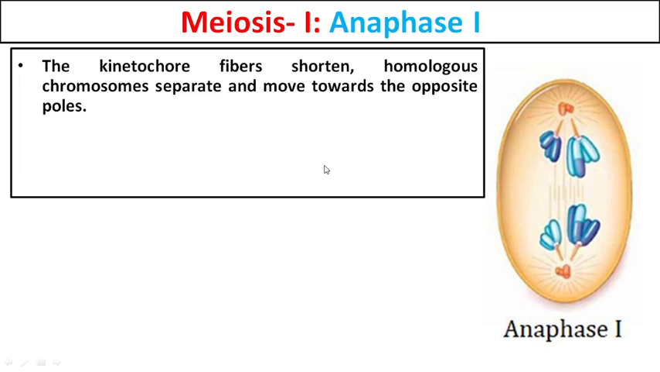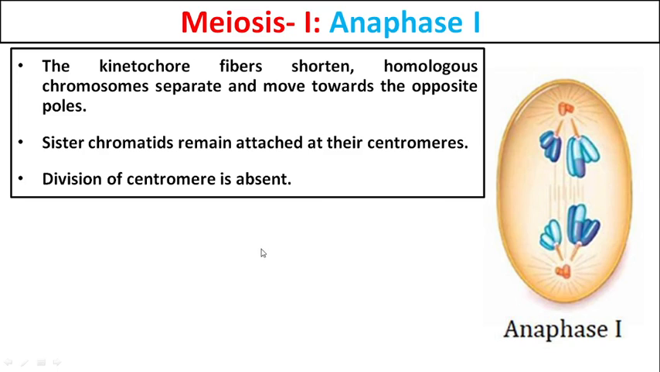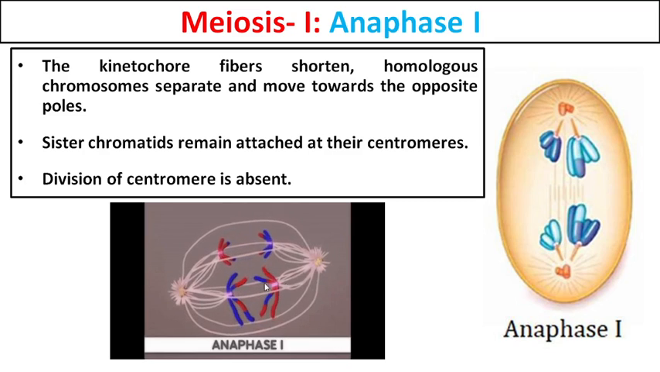Anaphase 1: here the kinetochore fibers, the spindle fibers, shorten, they pull the homologous chromosomes apart, and now the single chromosomes from the pair will start moving towards the opposite poles. The sister chromatids remain attached at the centromeres, and the division of centromere is absent. There will be no division of centromere as we saw in mitosis. Remember, there was cohesin protein, and we were lengthwise cutting the chromosome and separating the sister chromatids. However, here the sister chromatids remain together, but the homologous chromosomes have separated. On one side Gabbar is moving, and on the other side Thakur has moved. See here, each from the pair, one chromosome will be moving to each side.